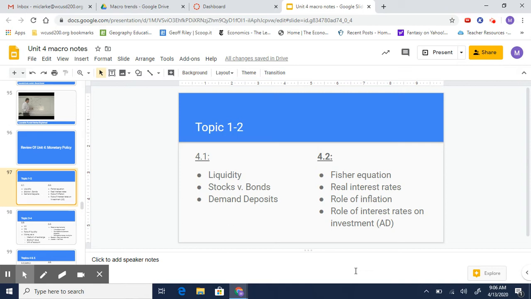We cover bonds far more than we do stocks. Another term to describe bonds would be securities. Securities is a term that's used interchangeably with bonds. Know what a demand deposit is? It's money that you put in the bank that you can get out whenever you demand it. Debit cards, checking accounts. 4.2 deals with the Fisher equation.